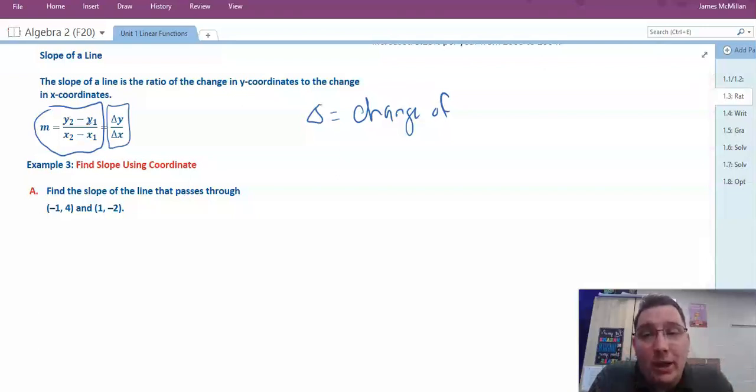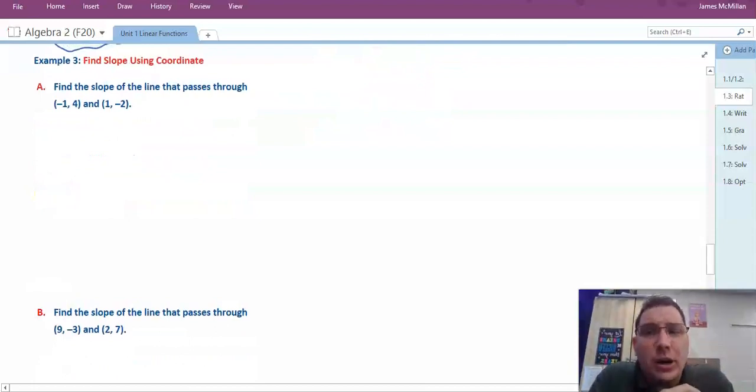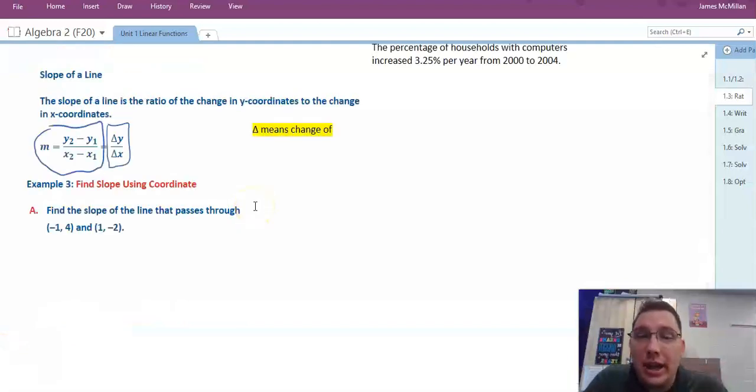And so we look at example A for example 3: find the slope of the line that passes through (-1, 4) and (1, -2). Now, we've done enough examples here, so I'd like you to pause the video and try example A and B, the one below it here, and then unpause, and we'll look at the solutions. All right, so let's see how you did on example 3A and 3B.